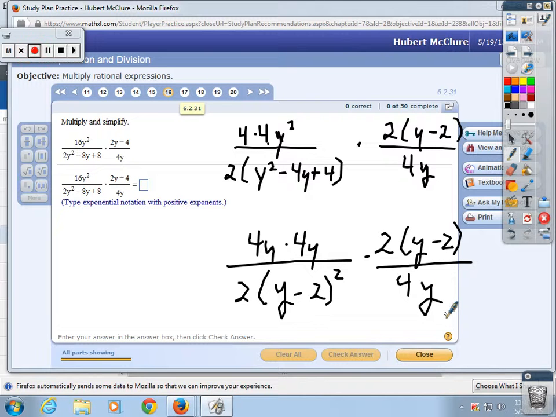And you can take your handy dandy pencil and marker, and the 2's will cancel. The y minus 2 will cancel with this y minus 2 and leave that as a y minus 2 to the first power. And one of these 4y's will cancel with one of those 4y's, so your final answer is 4y over y minus 2.